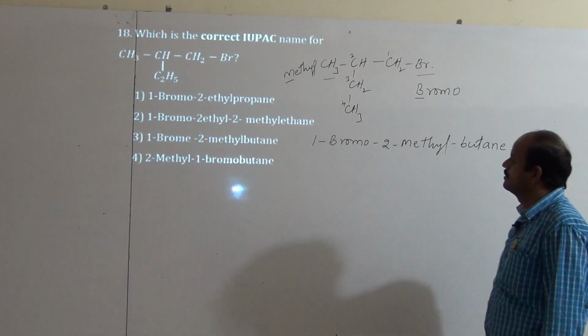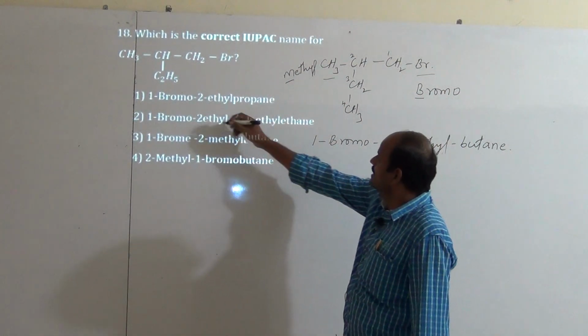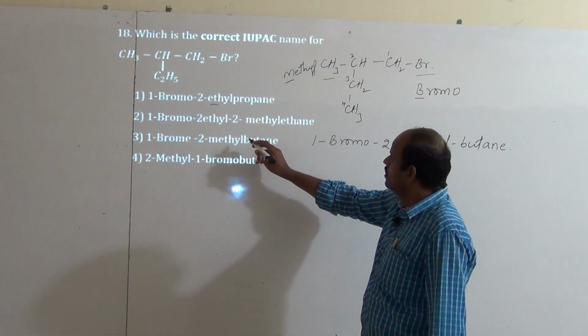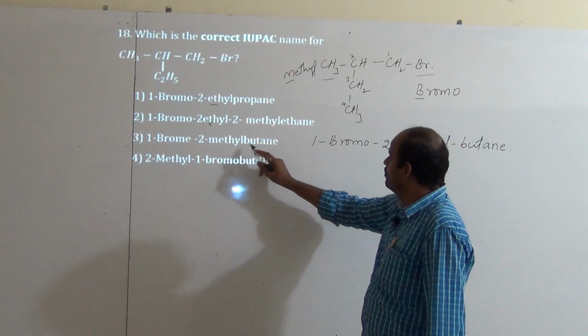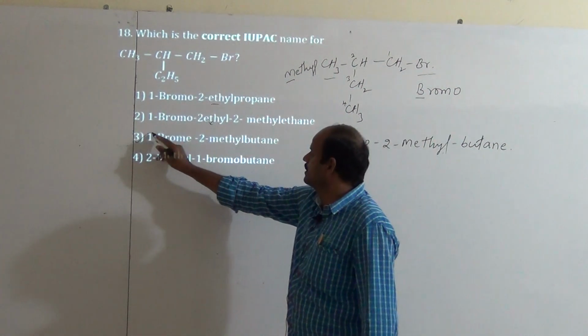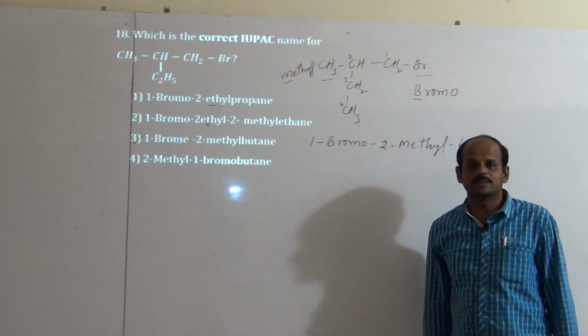1-bromo-2-ethyl is given wrong. Next, 1-bromo-2-methylbutane is the correct IUPAC name. Okay.